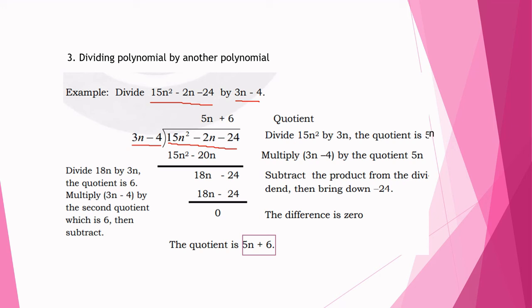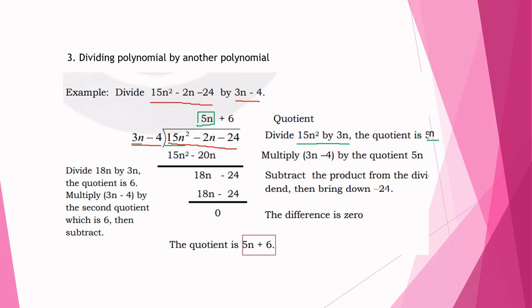Now, first is divide the first term of the dividend by the first term of the divisor. So, divide 15n squared by 3n. The quotient is 5n. Okay? So, yun ang ilalagay mo dito sa taas. This will be your partial quotient, 5n.